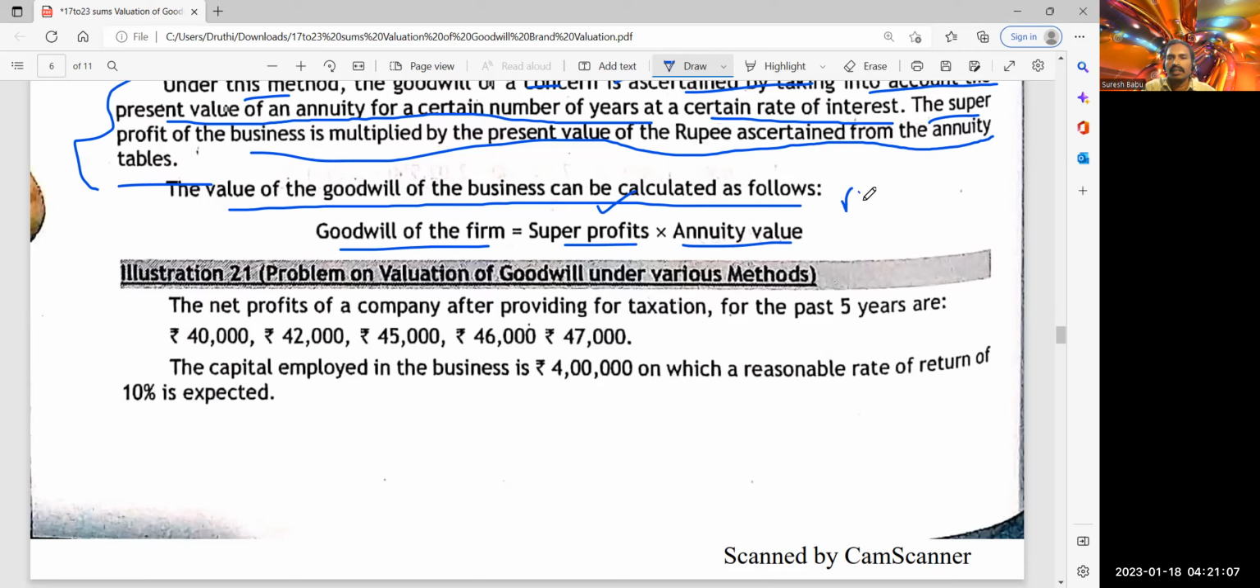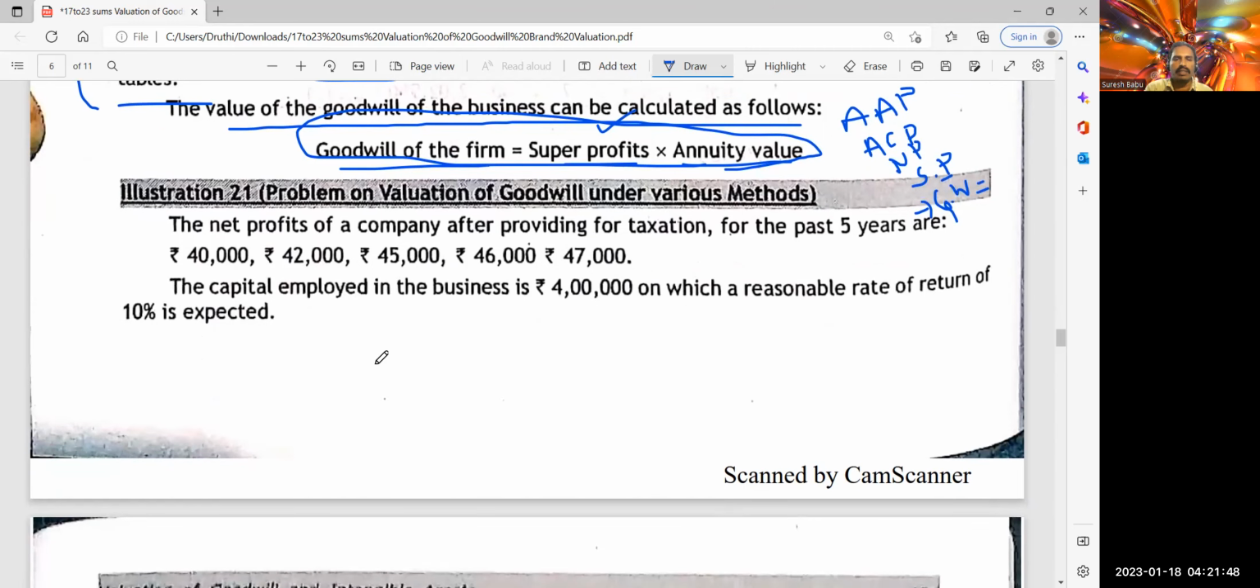First, adjusted average profits. Next, average capital employed. Next, normal profit. Next, super profit. Next, goodwill. Correct? These are all the 5 stages. In the 5th stage, you do super profits into annuity value. That's it. Then how do you get the present value or annuity value for a given 1 rupee?